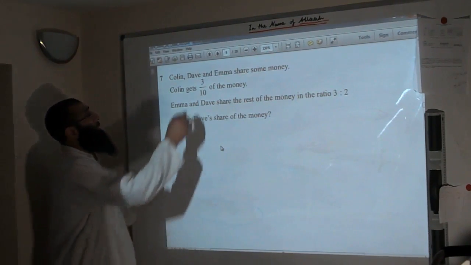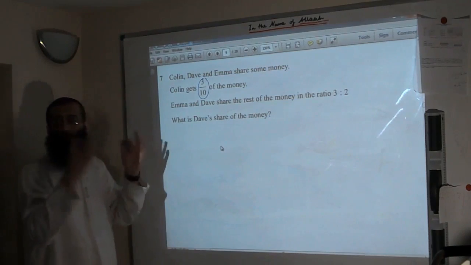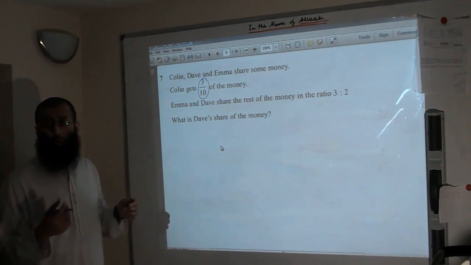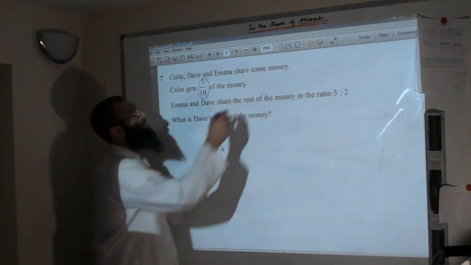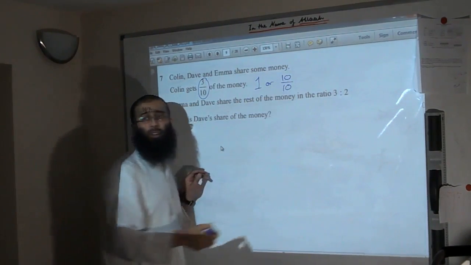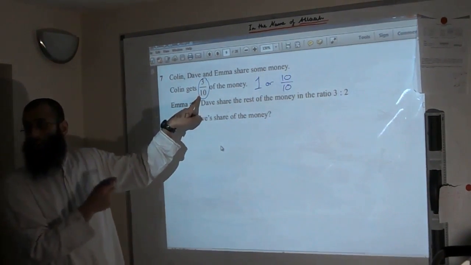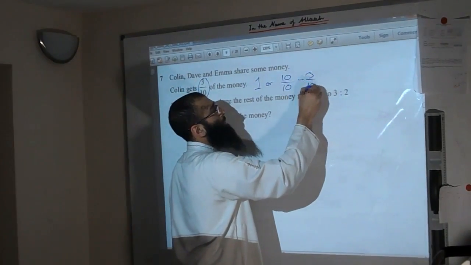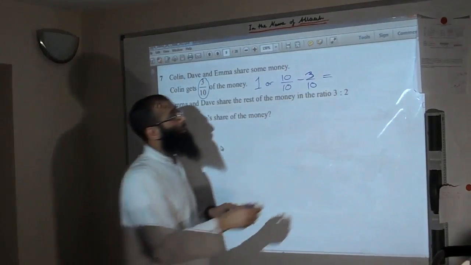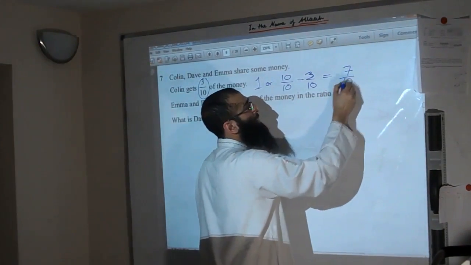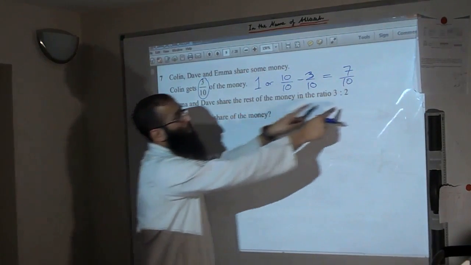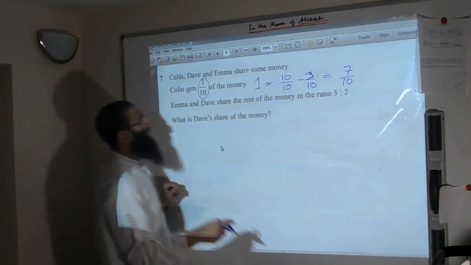So, now, how many tenths were they all together? 10 tenths. In the full question there's 10 tenths, which is 1 whole. So if you want to work out how much is left over, we start with 1 whole, or 10 tenths, and we take away the given amount. So Umar, what's 10 tenths take away 3 tenths? 7 tenths. So 7 tenths of the money is left over to be shared between Emma and Dave in the ratio.